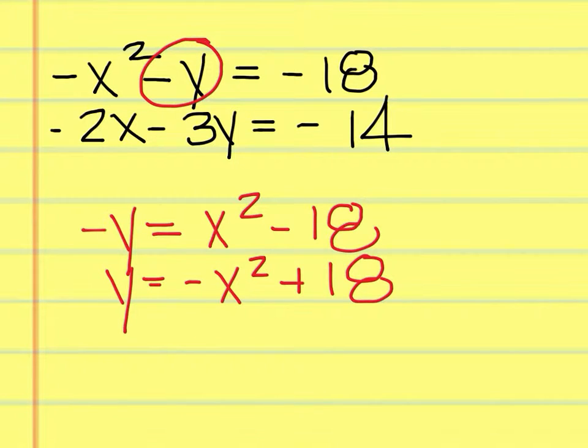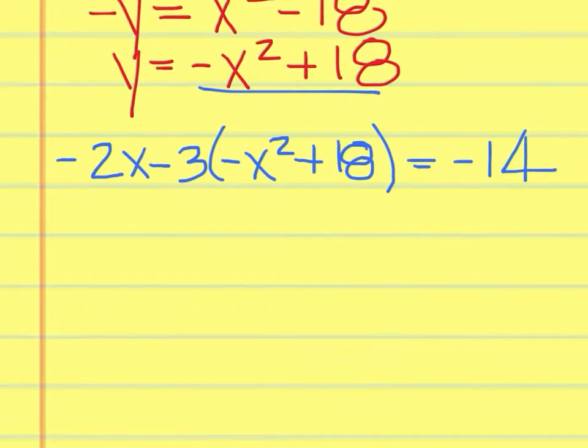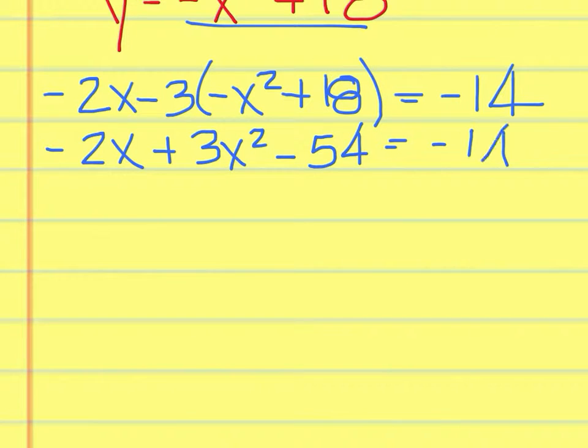You can now plug that into the y in this equation. So that would be -2x minus 3 times -x squared plus 18, and then equals a -14. Distribute through with the -3. So -2x plus 3x squared minus 54 equals -14.